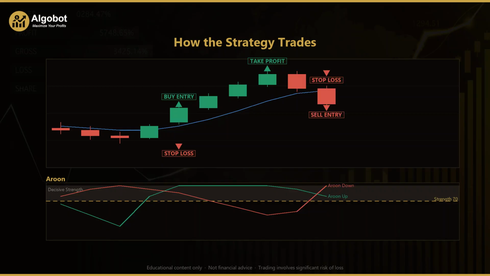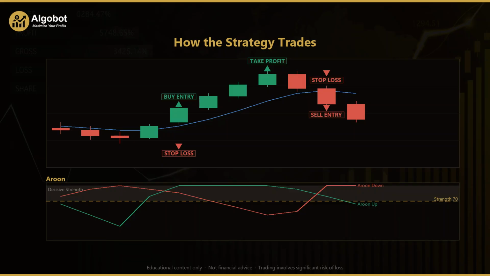As price travels one full stop distance in favor, the strategy quietly pulls its stop up to the entry price, protecting the position from turning into a loss. Price continues climbing until it reaches the take profit target, and the long trade closes at the upper take profit marker near the peak. A clean, completed trend move.